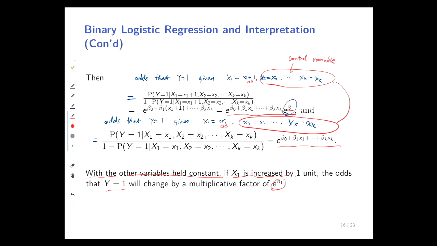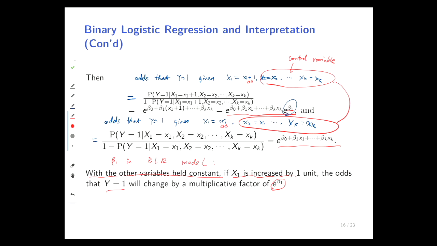So later when I ask you to interpret beta 1 in this binary logistic regression model, you always need to interpret in this way. So that's from the assumptions.